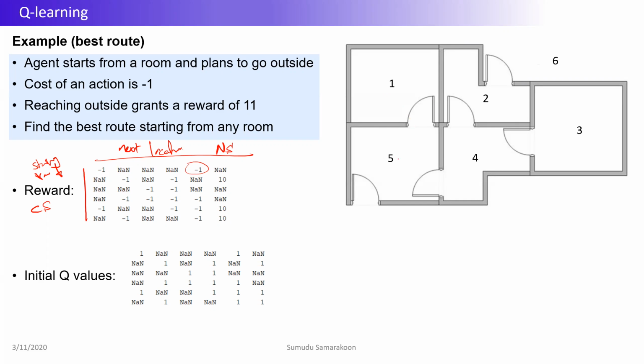You can see, for example, if we consider room number 2, the choice is to stay in room number 2, move to room number 4, or move to, let's say, room number 6 or outside, which will grant 11 points, minus 1 would result in 10 rewards. Similarly, you can generate this reward matrix. For starters, I initiate the Q value matrix like this.